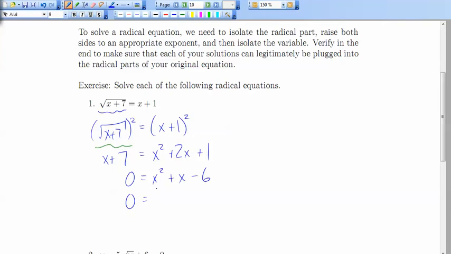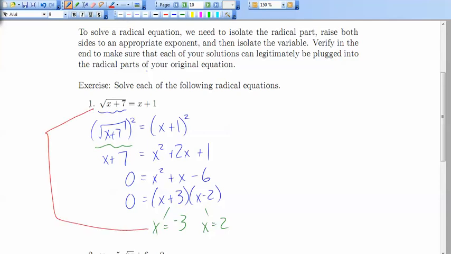I think we can see the factors for this one here, and we get our two values, x equals -3 and x equals 2. But before we say that they're absolutely and for sure solutions to the original equation, we need to check them. And we have to check them back in the original. They are definitely solutions to the quadratic equation, but are they solutions to the original radical equation? We'll need to check it out.